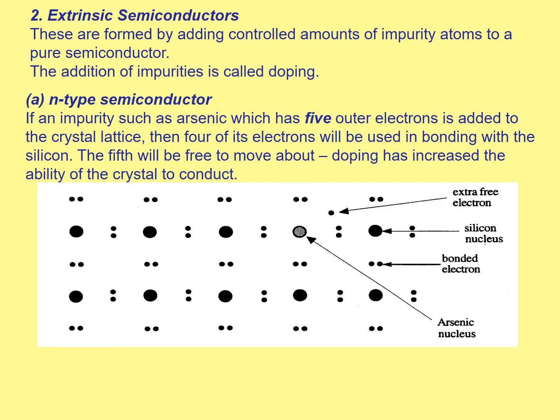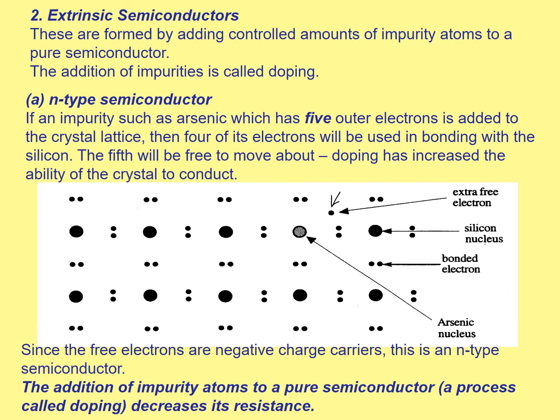So we see within the diagram, we have an arsenic nucleus with an additional electron around the outside here, and that electron can move around, and the drifting of that electron allows for conduction to take place. Since the electrons are negatively charged carriers, we call this an N-type semiconductor. The addition of the impurity atoms to the semiconductor, called doping, decreases the resistance. In an N-type semiconductor, we have majority negative charge carriers.